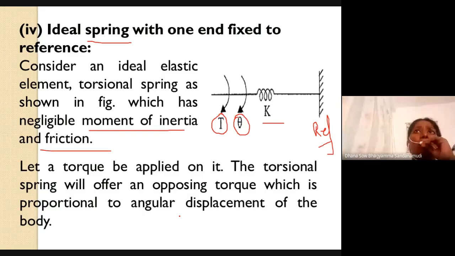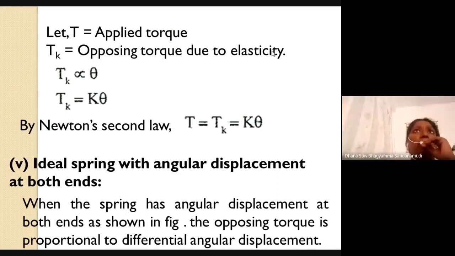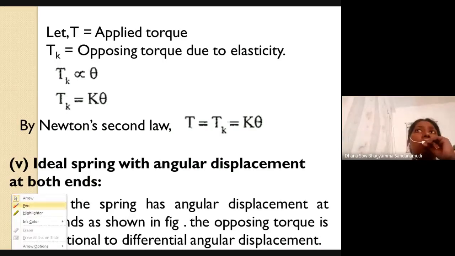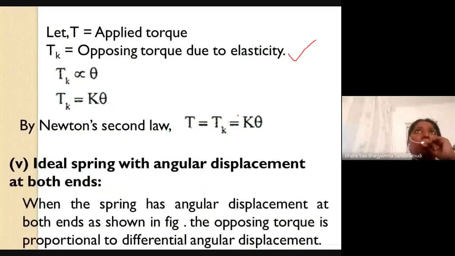Let us give some notation, T suffix K, for the opposing torque due to elasticity. The applied torque is T. The opposing torque will be directly proportional to the angular displacement. If you remove the proportionality, you replace it by some constant K. So according to Newton's law, applied torque is equal to the opposing torque. What is the opposing torque? Tk. So T equal to Tk equal to K into theta. This is the equation for an elastic element which is connected to the reference.